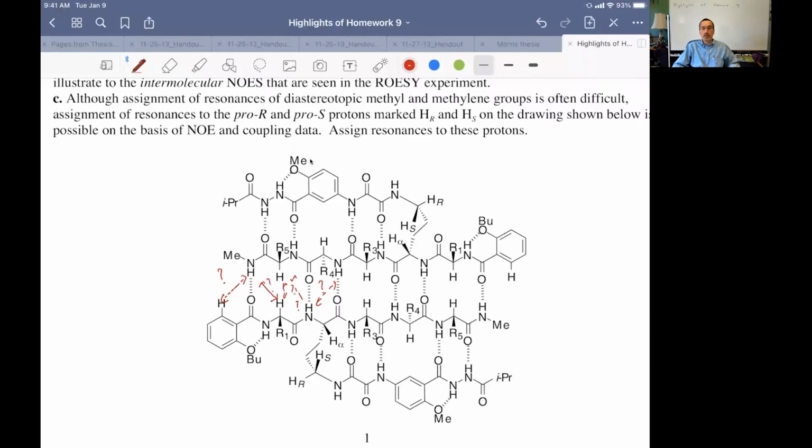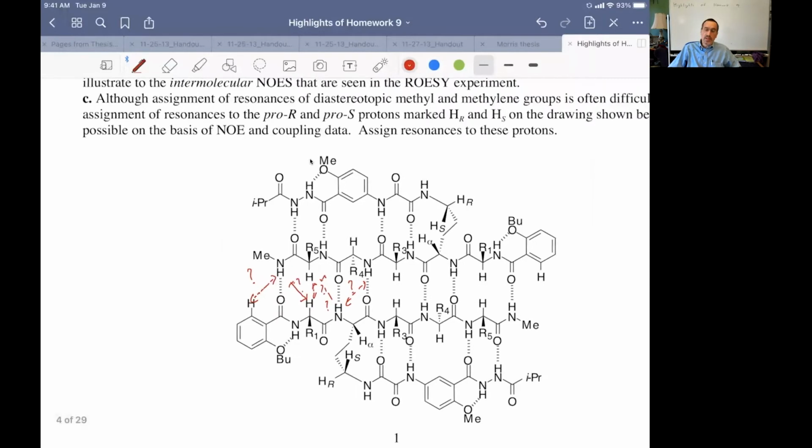And of course, the molecule is C2 symmetric. So basically, whether I do this on the left or the right is not going to matter. Here's the one we won't be able to see because these two protons are the same resonance. So you can't see an NOE of a resonance with itself. So we won't be able to see that.